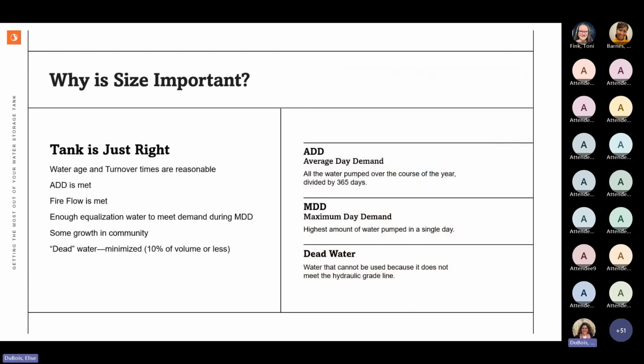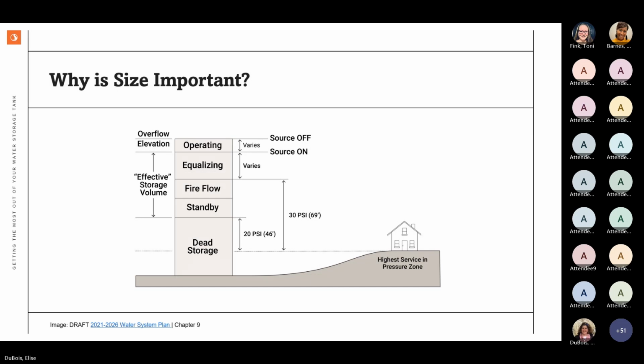So this is what we look for to get that tank just right. A couple of new terms for you on the right side of the slide. Dead water, it's an odd term, I know, but it's water that cannot be used because it doesn't meet the hydraulic grade line. So this figure shows what all the different water uses are in your tank. We really want that dead water to be less than 10% of the volume. This may mean changing the style of your tank.